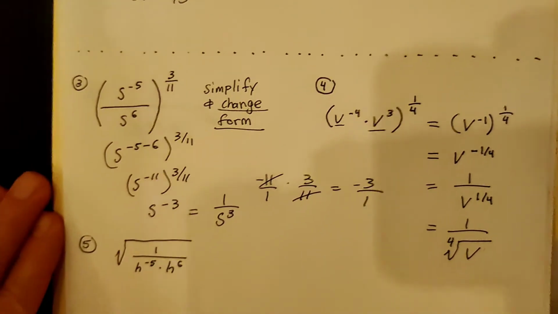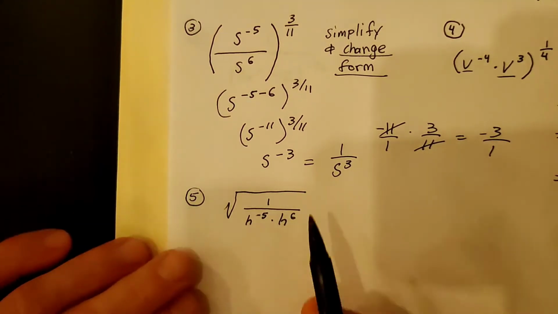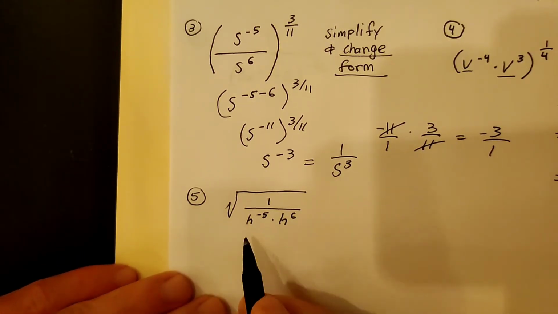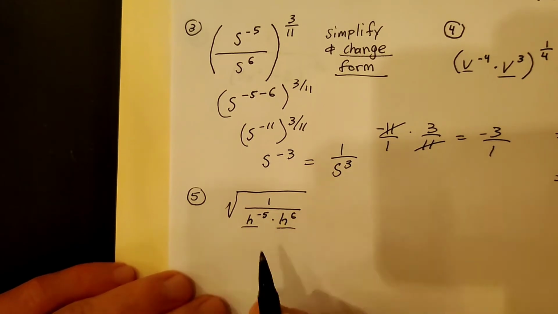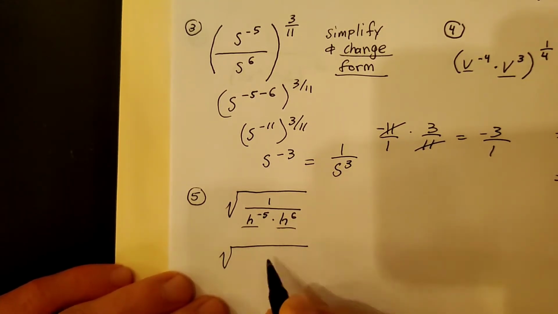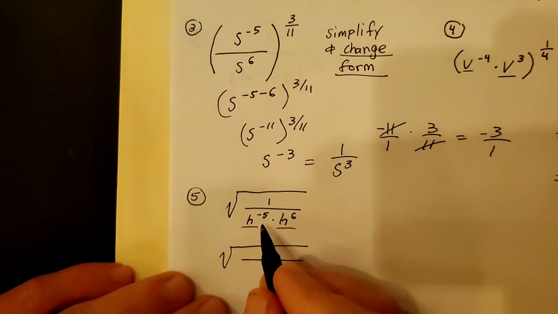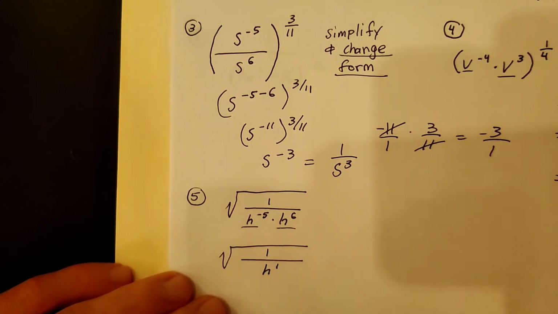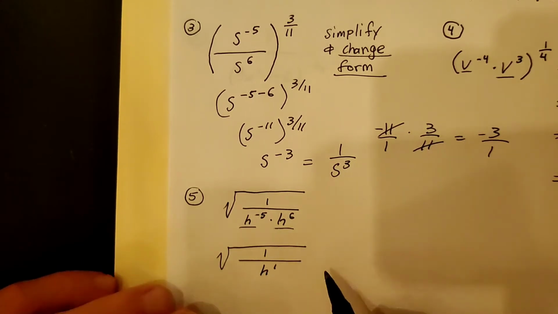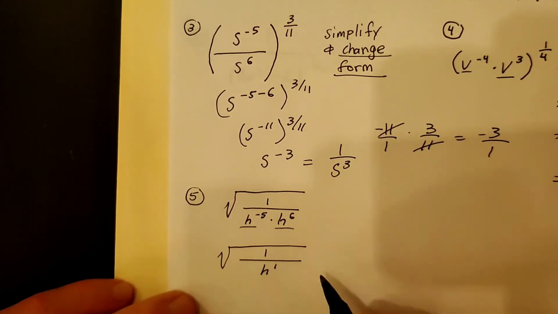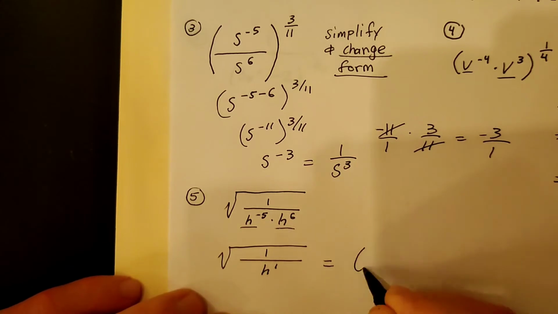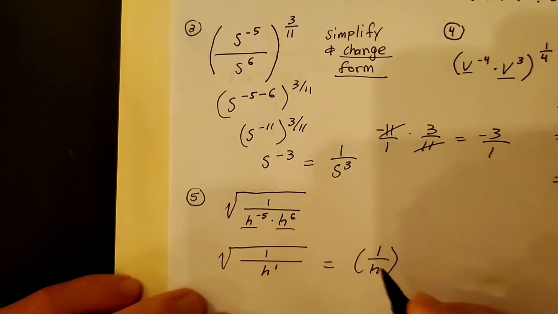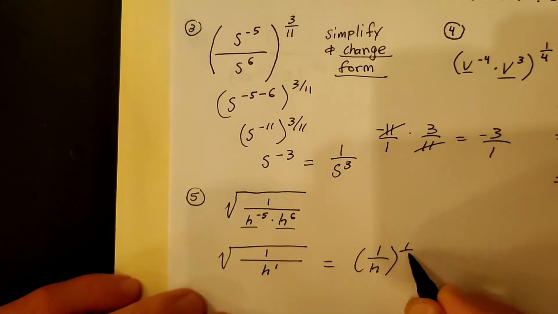Alright, number 5. So how can I clean this up? Well, first of all, I'm going to do base times base here in the denominator. So I'm not doing anything else to anything else. Negative 5 plus 6 makes positive 1. Now, square root, guys, I'm going to change the form on that, because I'm going to have to change the form as well. So 1 over h, and I'm going to change square root to 1/2.